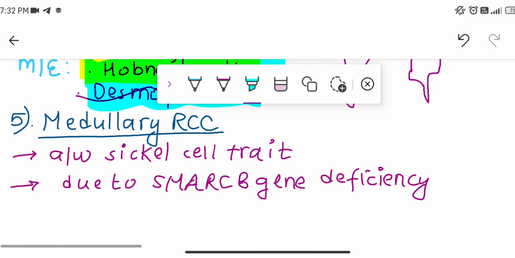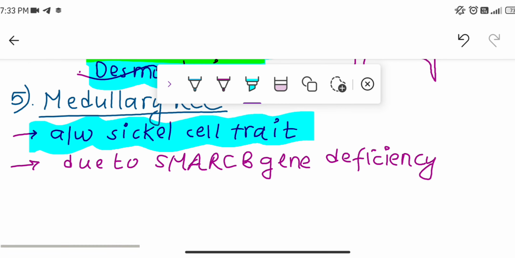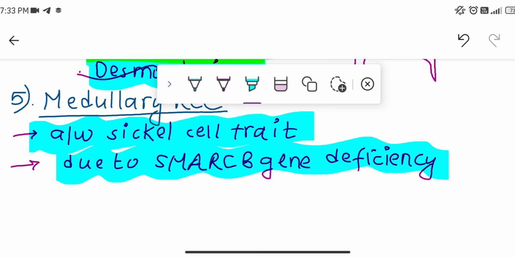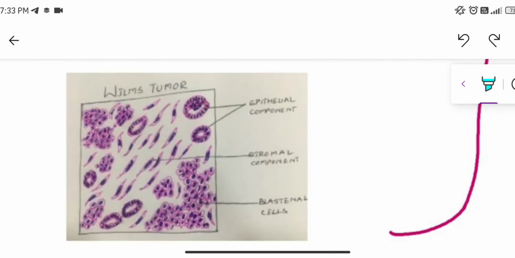Next will be medullary renal cell carcinoma. This medullary renal cell carcinoma is associated with sickle cell trait. So there will not be any disease, but there will be the trait, that is sickle cell trait, and there will be deficiency of the SMARCB1 gene.